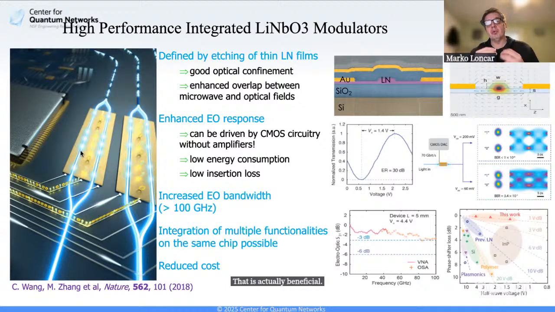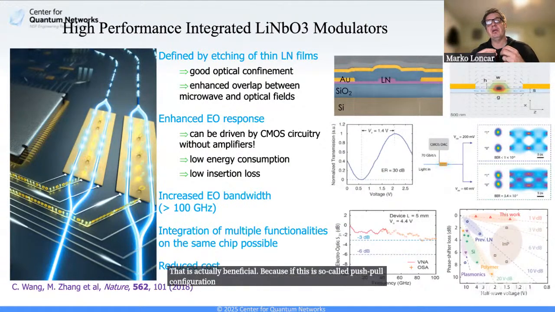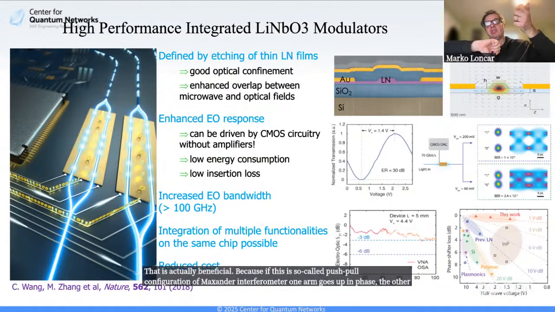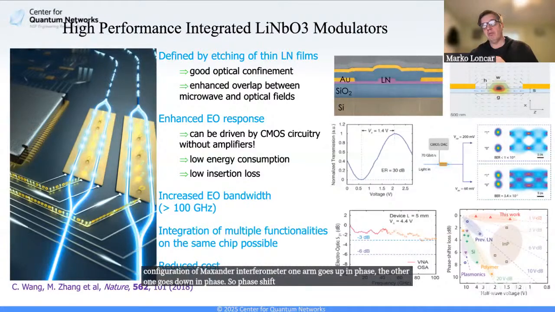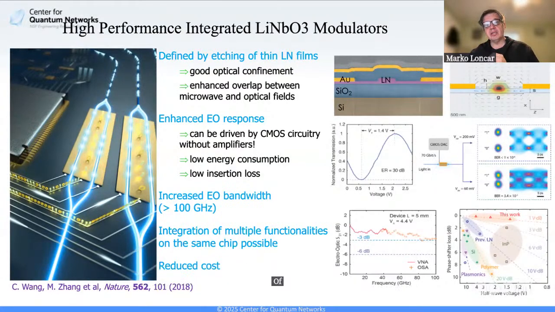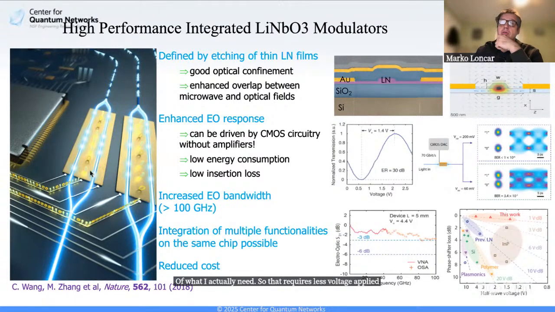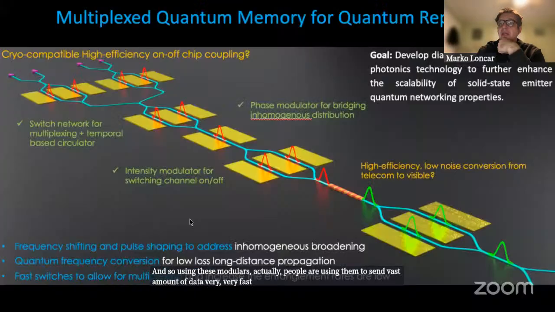this is the so-called push-pull configuration of the Mach-Zehnder interferometer. One arm goes up in phase, the other one goes down in phase. So the phase shift I need to make in each arm is only half of what I actually need. That requires less voltage applied to make this phase shift. And so using these modulators, people are actually sending vast amounts of data very, very fast. So this is quite an enabling technology.